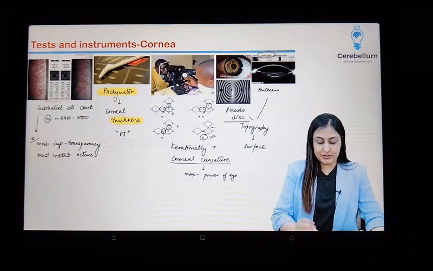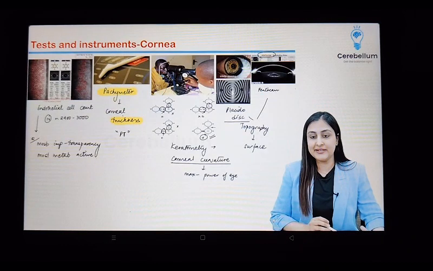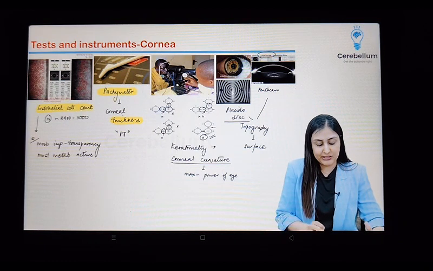Okay, so this is about the different instruments. They can look a bit intimidating at first sight, but it's really not tough. Endothelial cell count you recognize. Pachymeter is like the hockey stick probe.